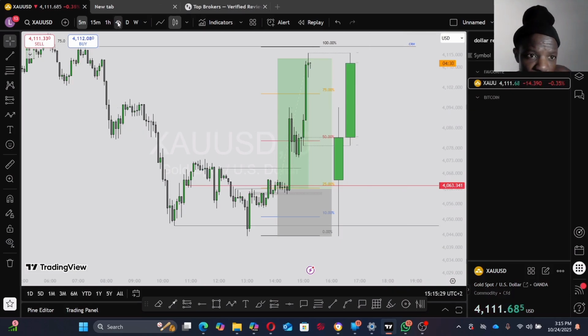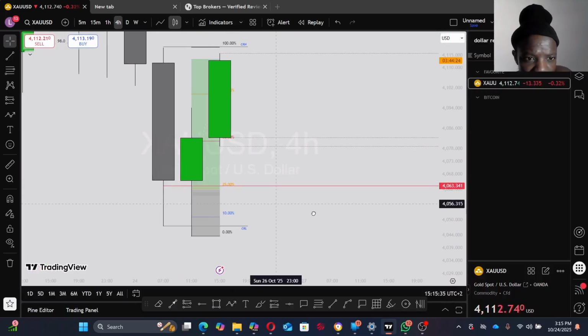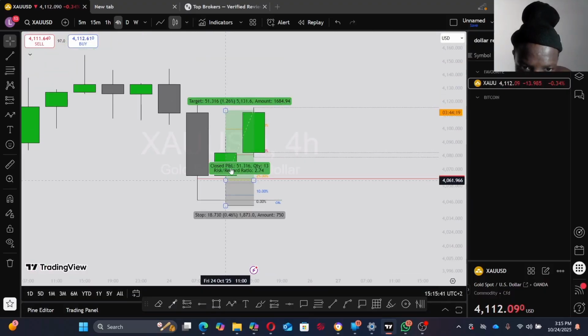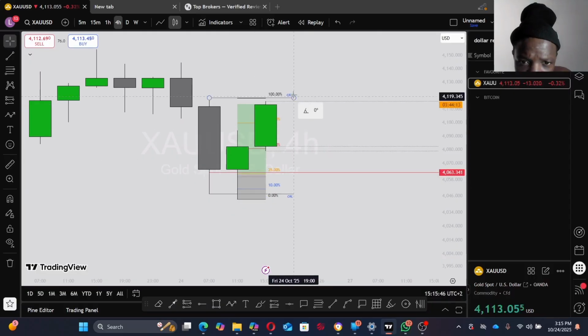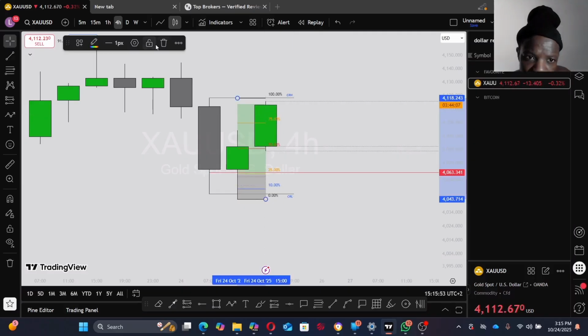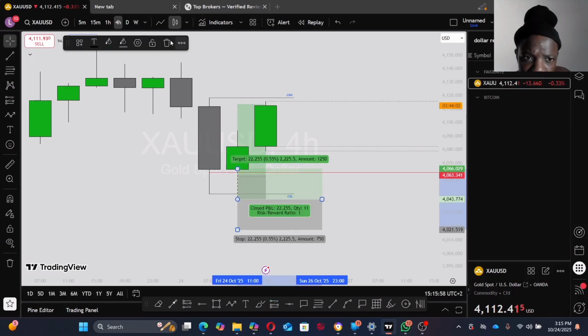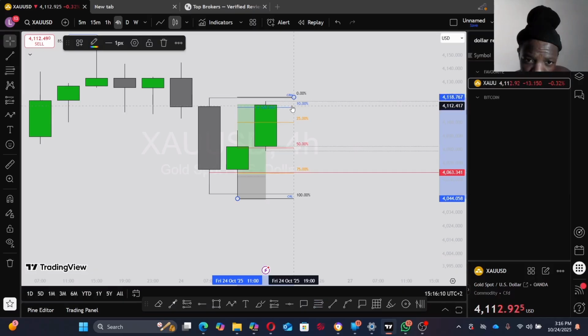So for our 4-hourly time frame, here is our CRT model. We took out the low, failed to close below, and came back inside the market. So now we're expecting price to sweep this high right about here, but we're not greedy. We're not going to hold the entire move. We closed at 90% of price right about there. That's where we closed our position.